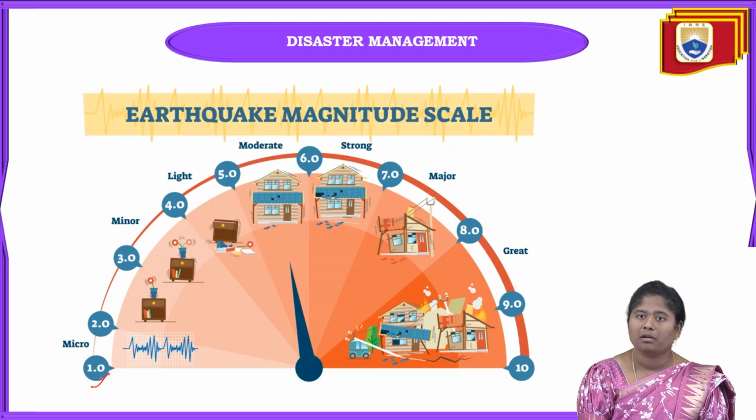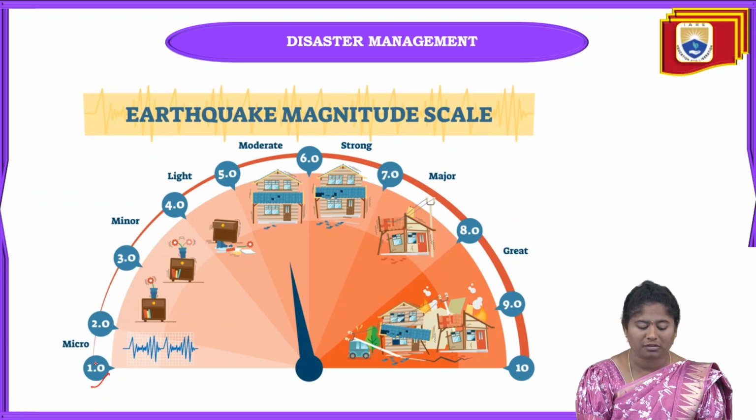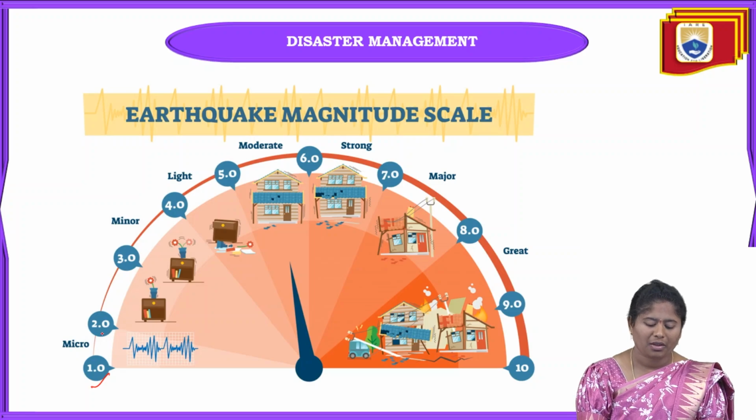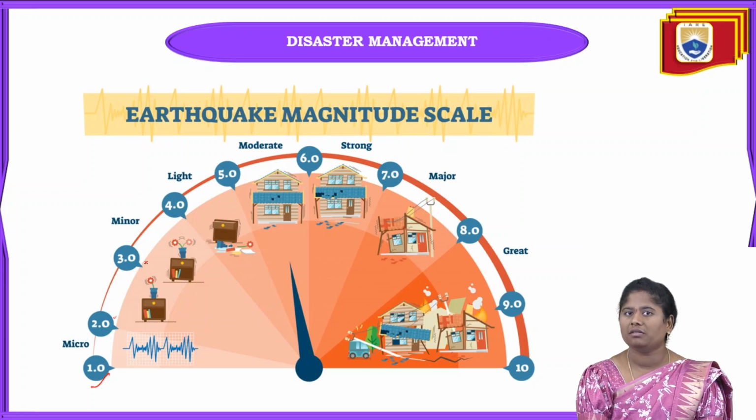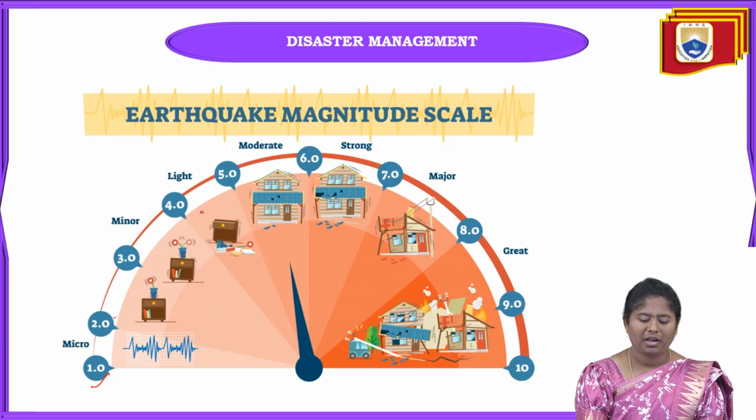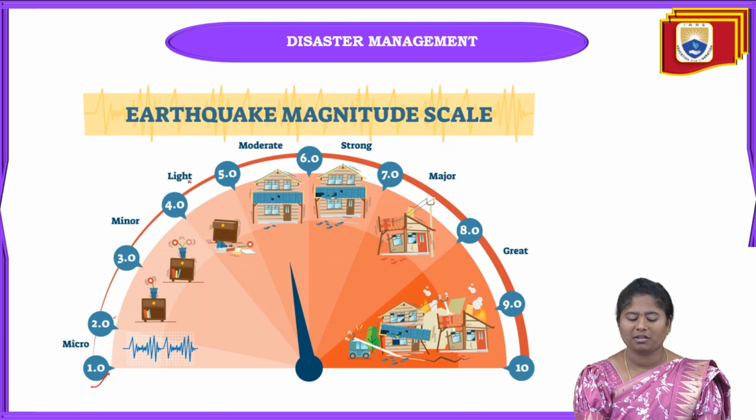Firstly, a magnitude of 1 is a very micro earthquake, with just some normal shaking of the earth. Next, 2 to 3 is called minor, very minor earthquakes, with no property loss, just some shaking of the earth or some small things. And next, 4.0 magnitude is called a light earthquake. At that time, things will fall down on the ground.